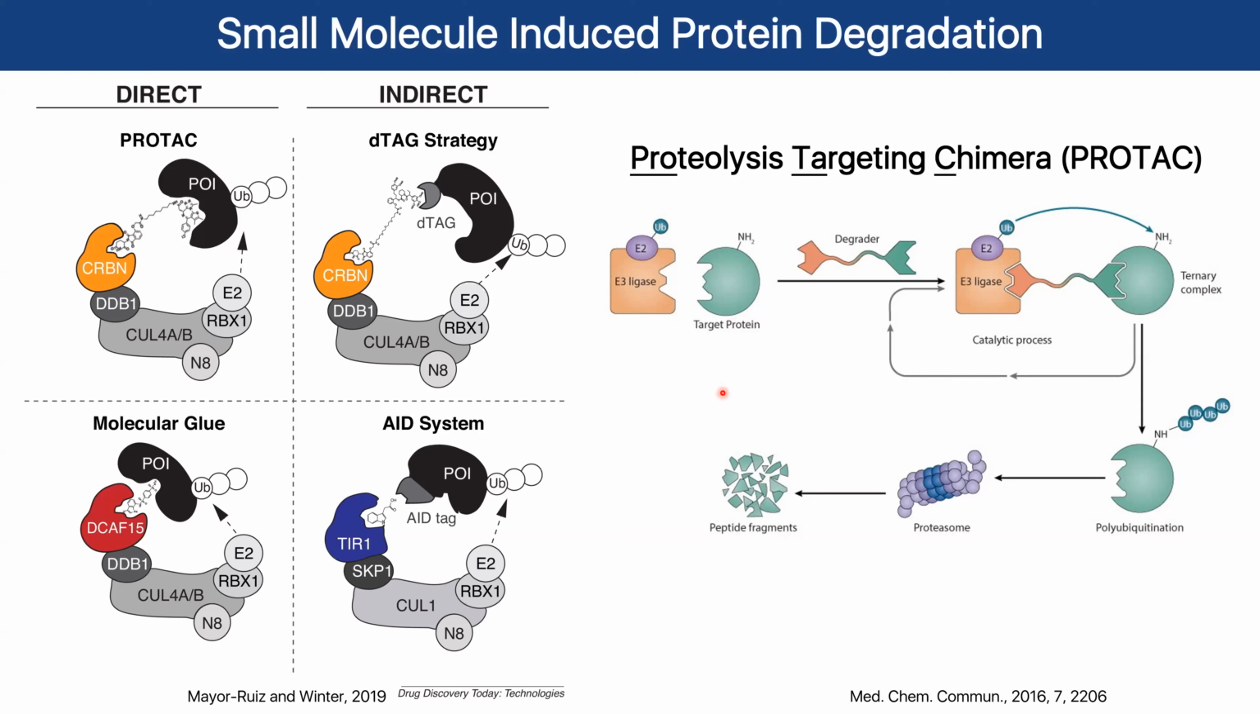Theoretically, you can have only a few molecules, say 2 molecules, and then you'll be able to degrade 100 molecules of your target protein, because this is a catalytic process. So that's the key difference between these degraders and those inhibitors.